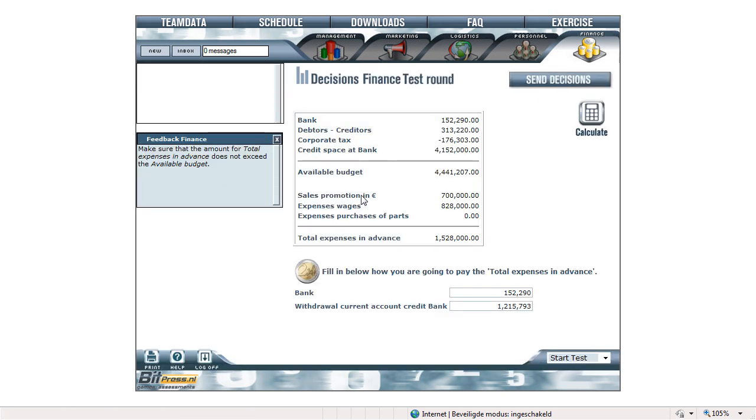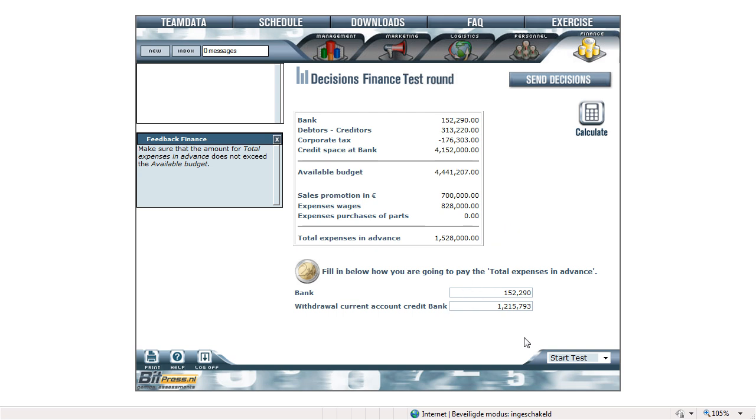and have a closer look at our available budget and our total expenses that we have to pay in advance. The available budget consists of the money that is in our bank account, the surplus that we have from money we get from the debtors minus the money we still have to pay to our creditors. There's corporate tax that we have to pay, and there's credit space at the bank. Our expenses in advance consist of the sales promotion, that's the decisions we have made at marketing, the expenses of the wages for the temporary personnel, and expenses in the purchases of the parts.